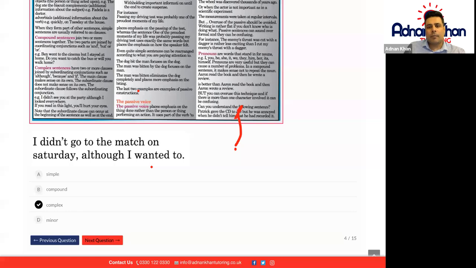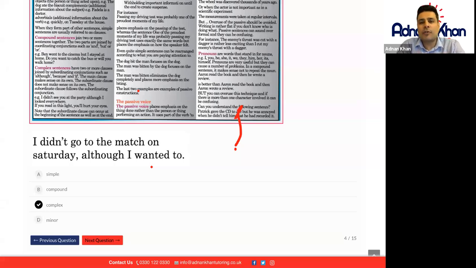Yeah. So when you say complex sentence, it has two clauses, right? Which one is the subordinate clause here? Would it be "I didn't go to the match on Saturday"? Yeah, the main clause. The subordinate clause will be "although I wanted to," and the main clause will be "I didn't go to the match on Saturday." Exactly. So the main clause in this case is the main information.